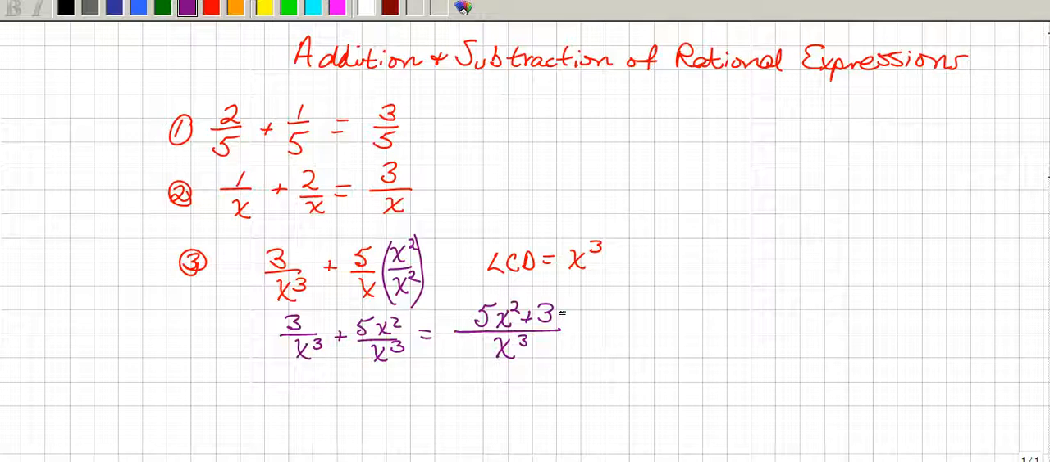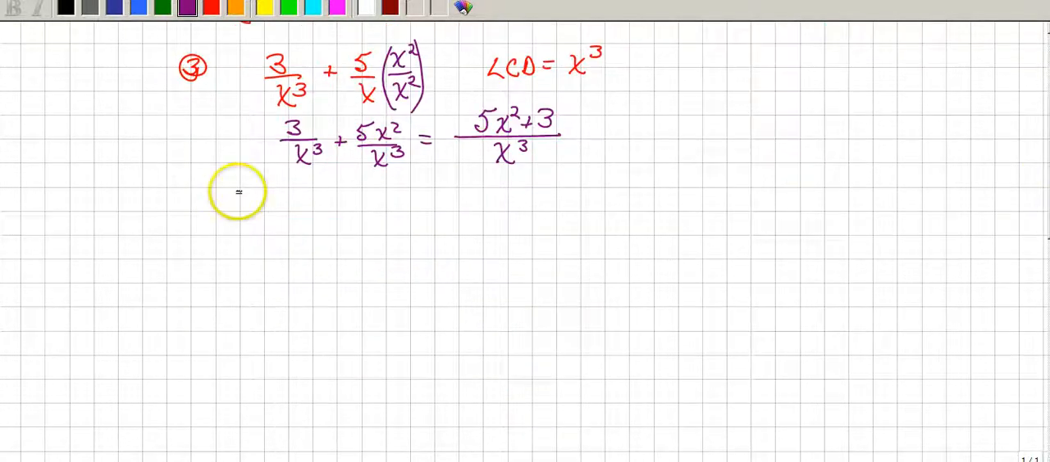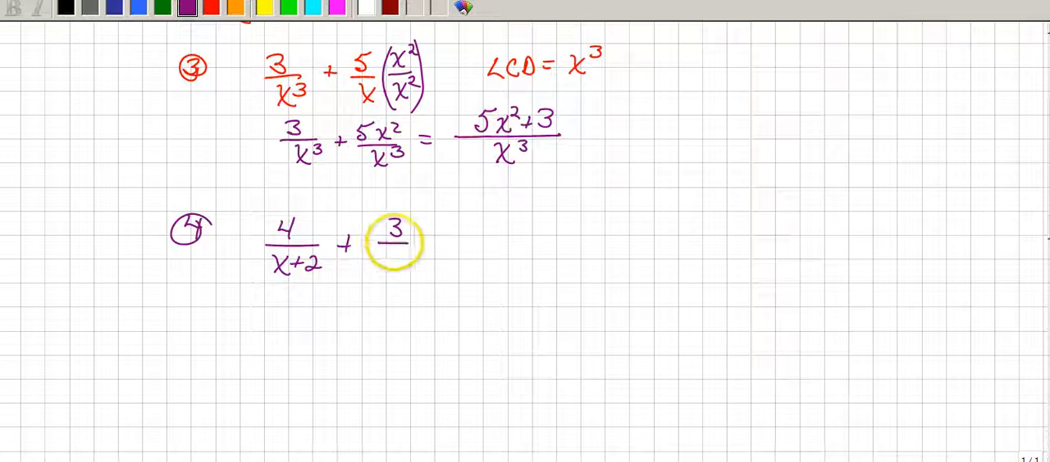Alright, let's bump it up a notch to a different type of problem. Let me scroll up a little bit. Problem number 4: 4 over the denominator of x plus 2, plus 3 over the denominator of x squared minus 4. Again, you cannot add these two fractions together unless the denominators are the same.